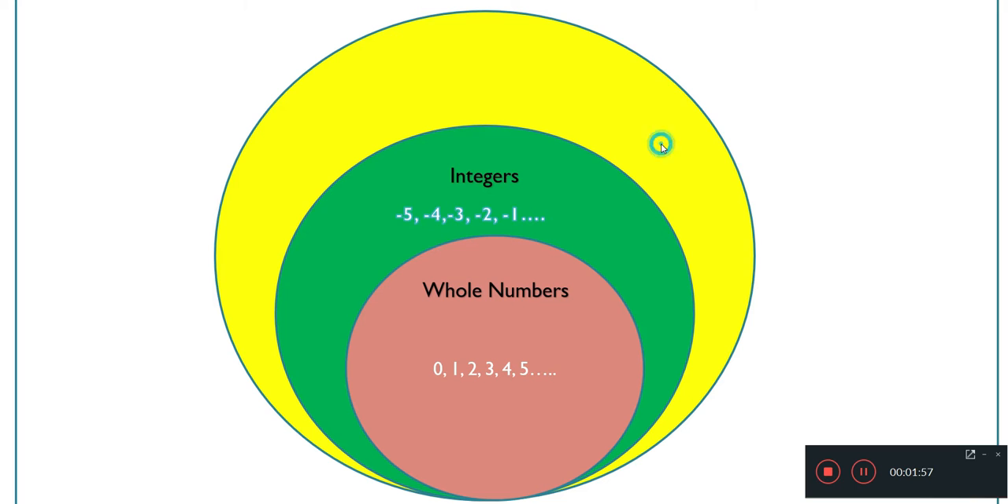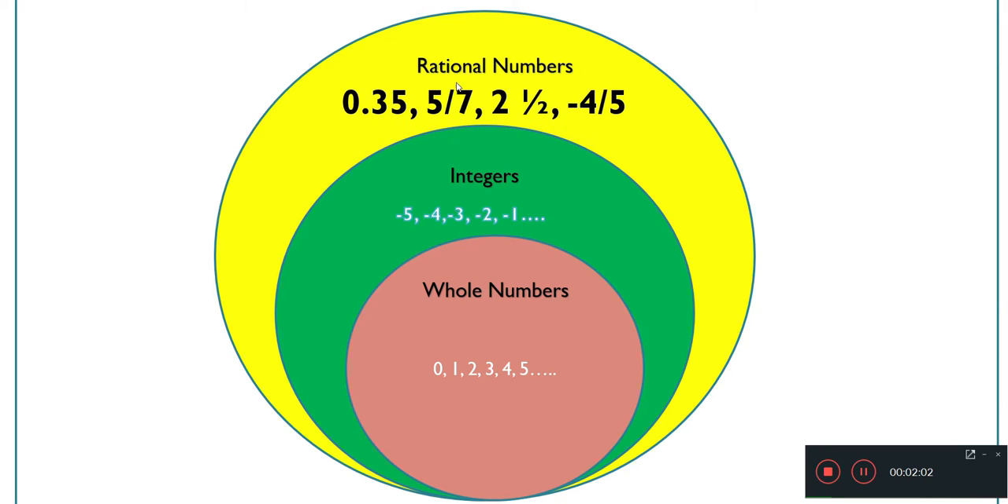And we have the rational numbers. The rational numbers are, for example, -3, 0.35, 5/7, 2 1/2, and -4/5. As you can see, the whole numbers and integers are inside the yellow circle because the whole numbers and integers are therefore rational numbers. But the numbers outside the green circle cannot be integers nor whole numbers.